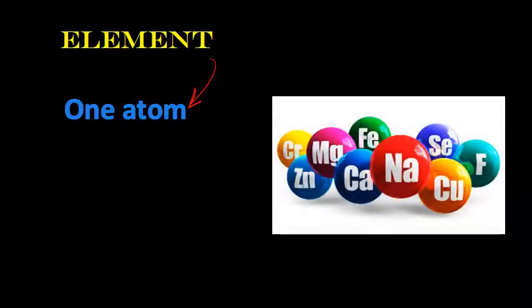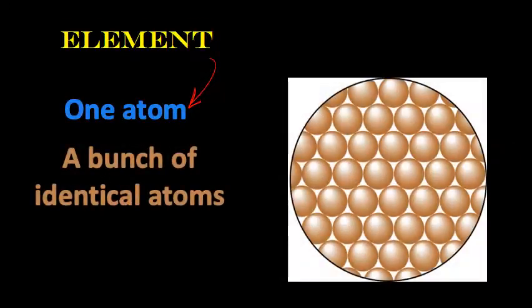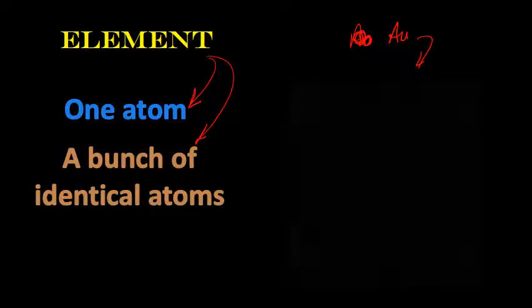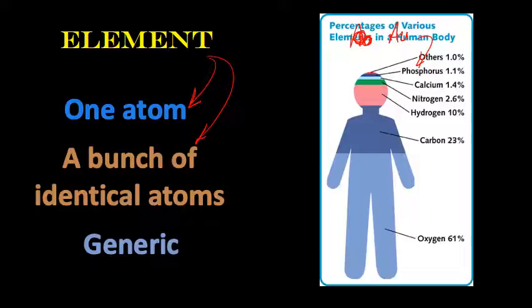The word element could also mean a whole big bunch of the same atoms, such as the element gold. Okay, so gold. I can talk about the element gold, and I mean a whole big bunch, and not just one. The word element could also mean some generic form. Like I was discussing before, we know that oxygen makes up a large portion of the human body, but in some form, not in any specific form.